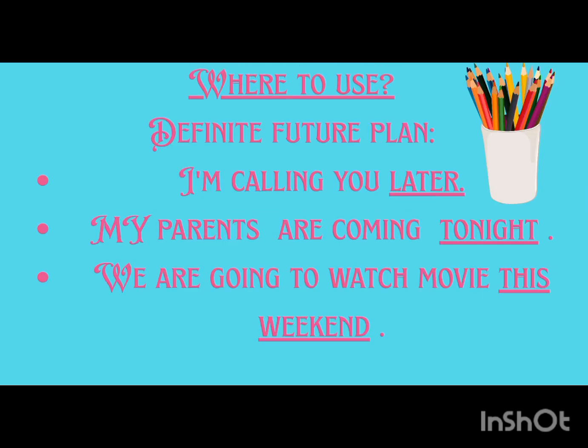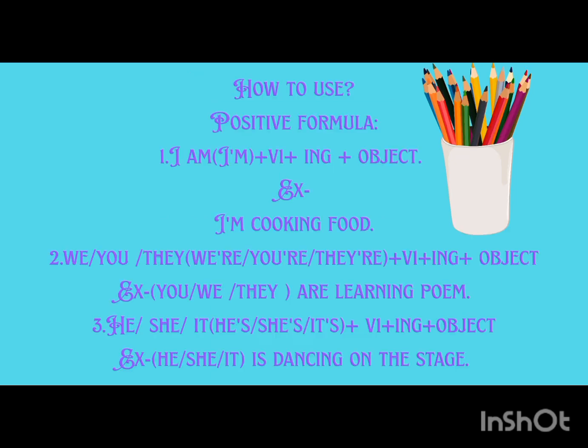Present continuous tense is used in definite future plan, if we have fixed plan about the future. For example, I'm calling you later. My parents are coming tonight. We are going to watch movie this weekend. So you have to learn keywords, key phrases of future plan: later, tonight, this weekend. This is the hint of present continuous tense. Okay.